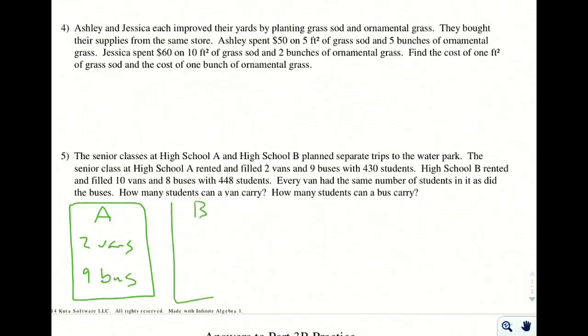That one is kind of a complicated one. So let's break it down a little bit. We have the High School A rented and filled 2 vans and 9 buses. So over here we have A, and they have 2 vans, 9 buses. And then we have B, and B has, let's see here, 10 vans and 8 buses. So 10 vans and then 8 buses. And they had 448 students. And then the first school said 430 students.